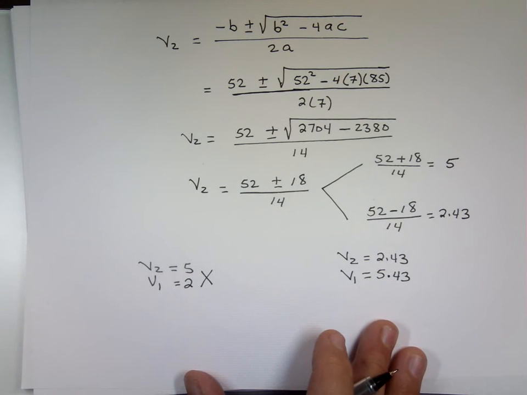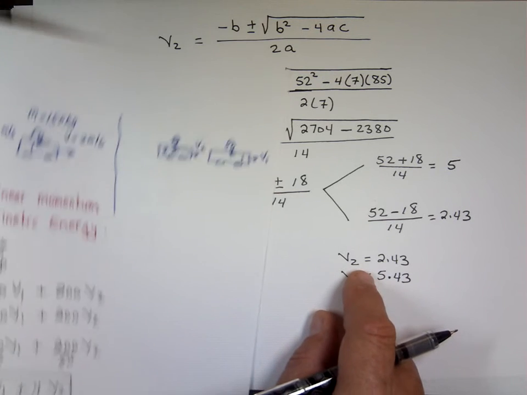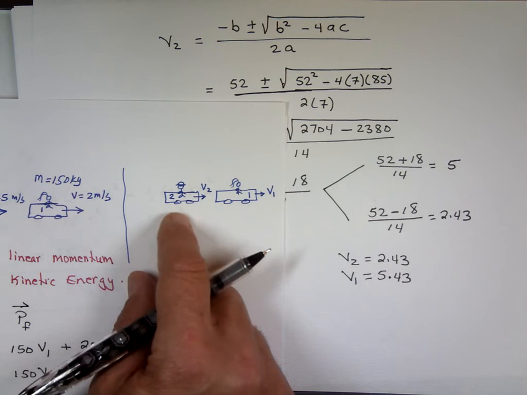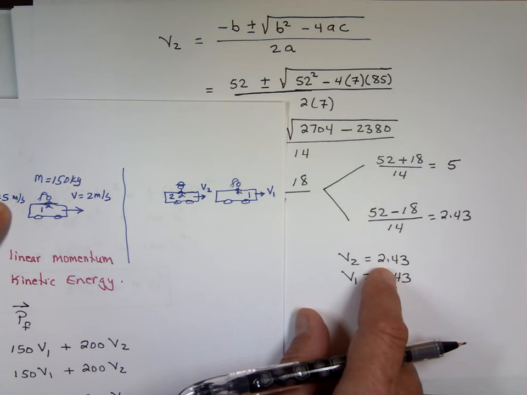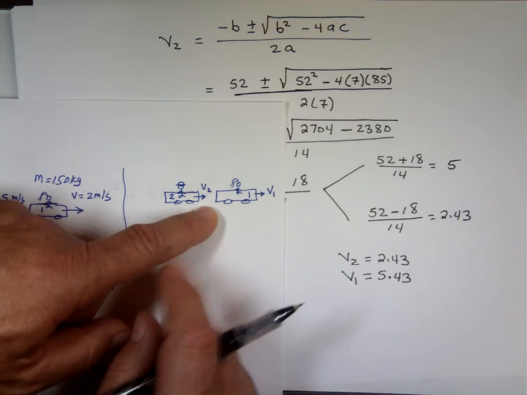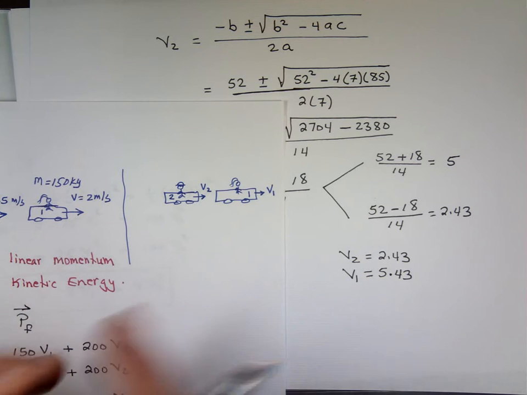The second one says, you know what? v2 here is positive, which means continue to go forward, but slow it down. It went from 5 to what? 2.43. And what happens to v1? It picked up some speed. It was going 2, now it's going 5.43. So when you hit them, they go flying forward, and you slow down a little bit there. And that's possible. That's absolutely possible.